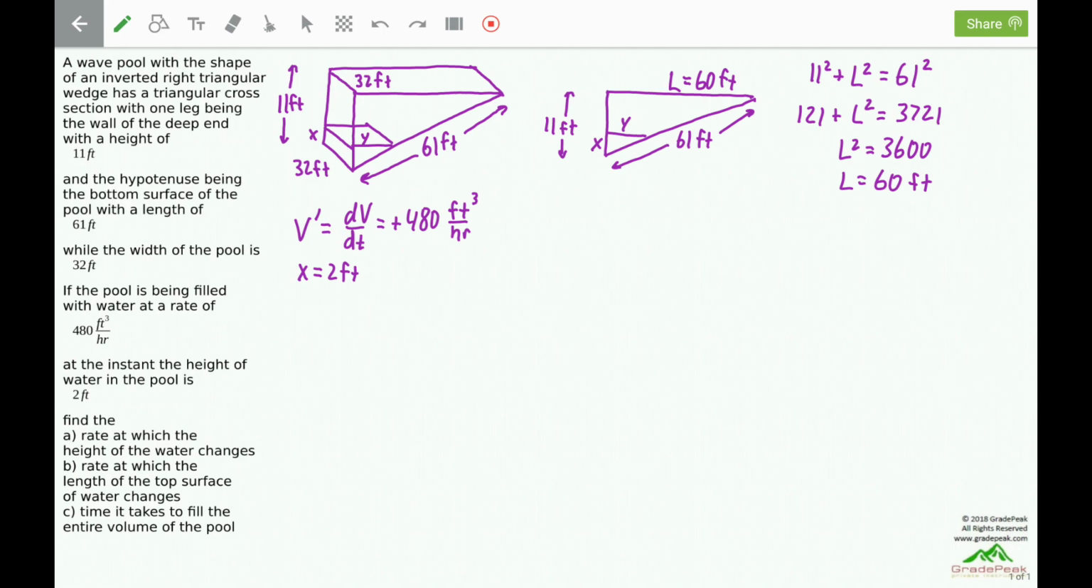So in the similar triangles, we can relate the sides of the small triangle to the sides of the big triangle. They're in proportion to each other. So if I take the top surface of the small triangle, y, and put it over the height of the small triangle, x, it will equal the top of the big triangle, 60, over the height of the big triangle, 11. Cross multiplying will give us 11y equals 60x.